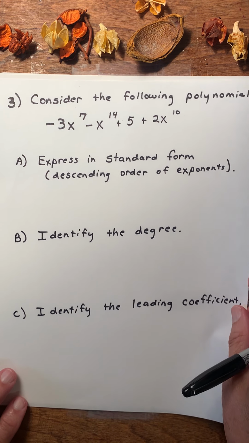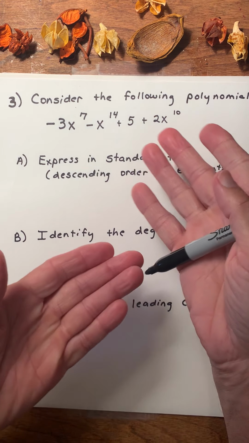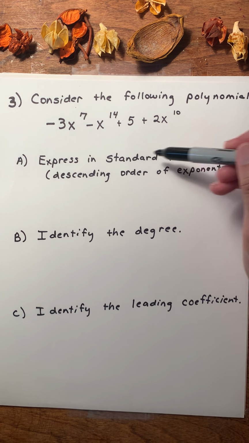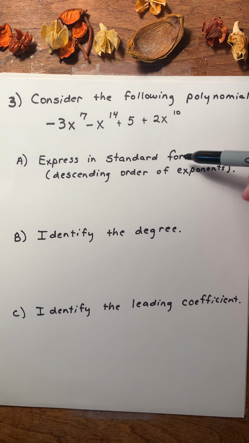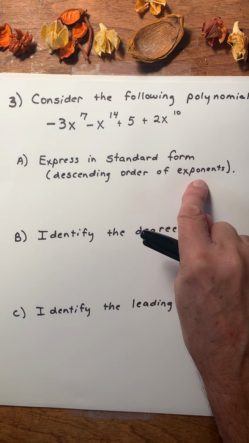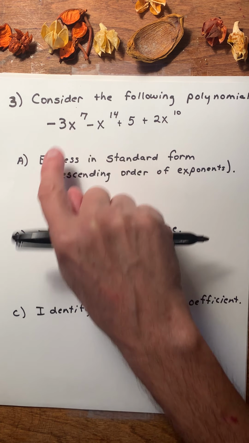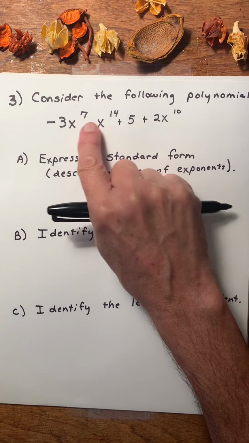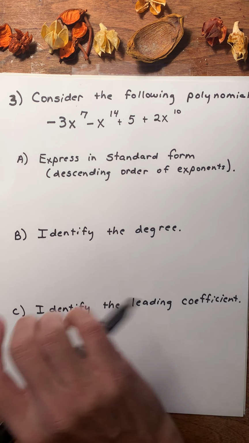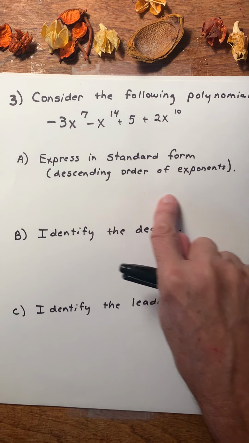All right, this is a long problem, but it's very easy. Consider the following polynomial. Express in standard form. What that means is decreasing or descending order of exponents. I don't look at my coefficients. I don't look at my numbers in front. That doesn't have anything to do with it. I look at the exponents. So I write my terms from the largest exponent to the smallest.